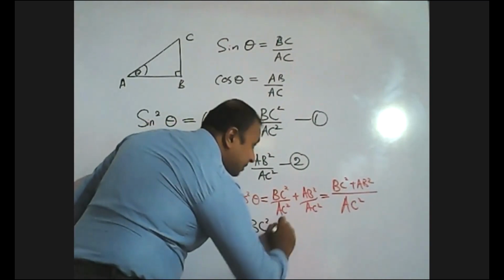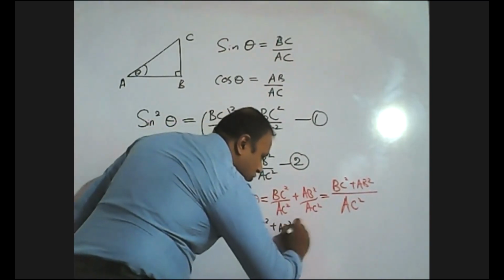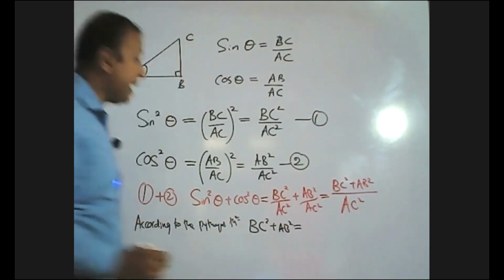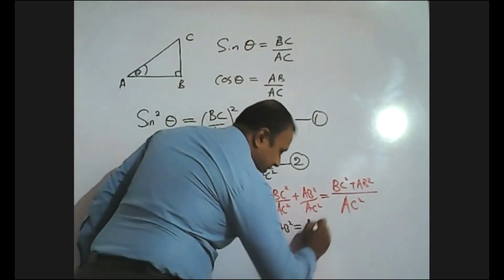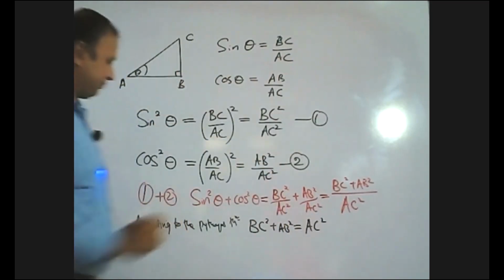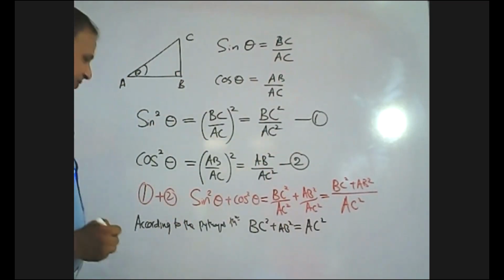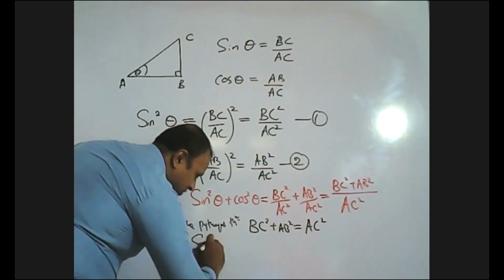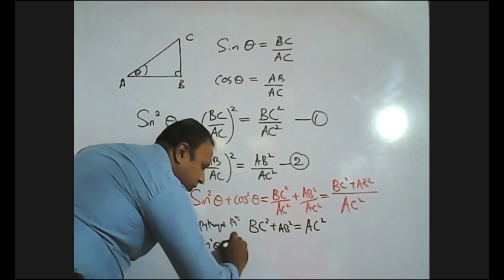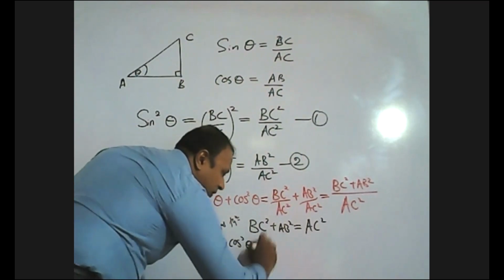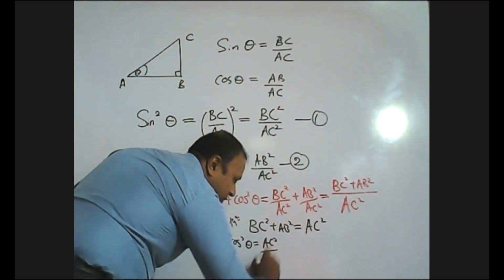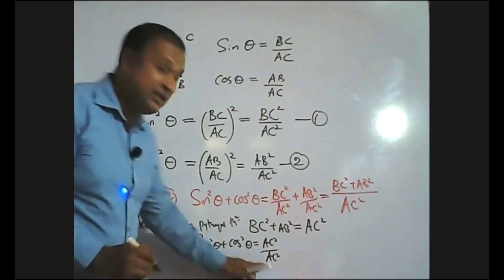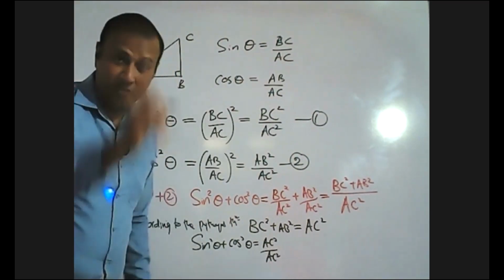BC squared plus AB squared should be equal to the hypotenuse, AC, squared. So I can write sine squared theta plus cos squared theta is equal to AC squared over AC squared, which means 1.